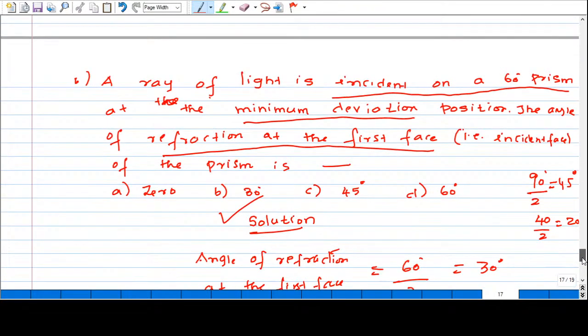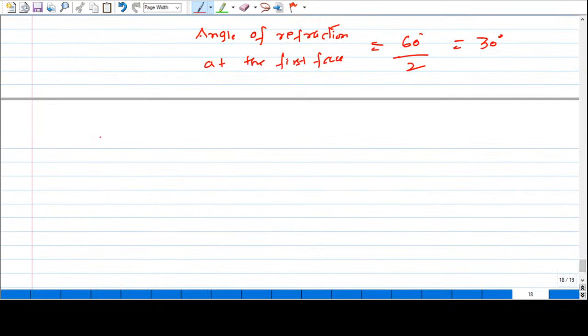So now let us go for question number 7 in the same lesson. We are going to discuss some 10 important questions in this particular lesson. So let us go for the next one. Before going into that, yeah, this is a question.